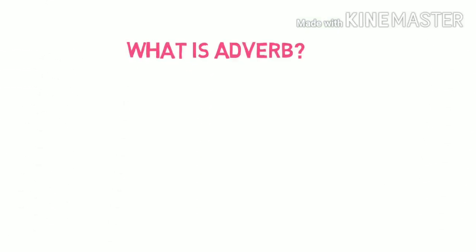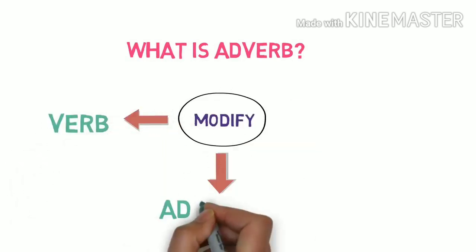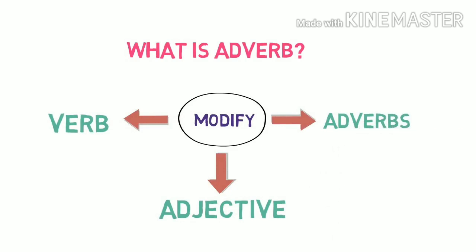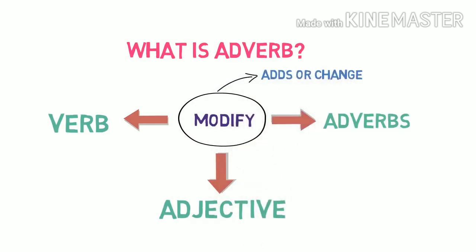An adverb is a word that modifies a verb, adjective, or another adverb in any sentence. What does modify mean here? It means it adds to or changes the meaning of a verb, adjective, or adverb in any sentence. Now let's look into each of the three modifications with some examples to make things clear.